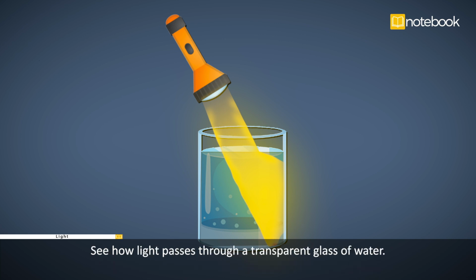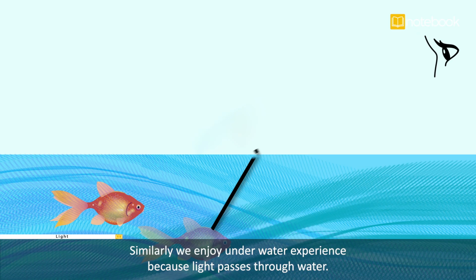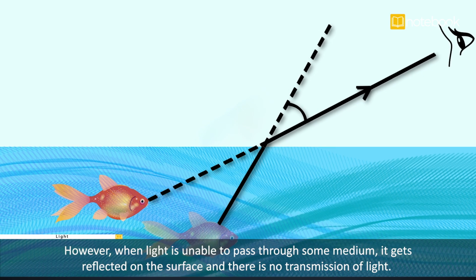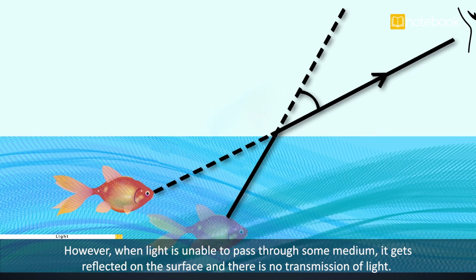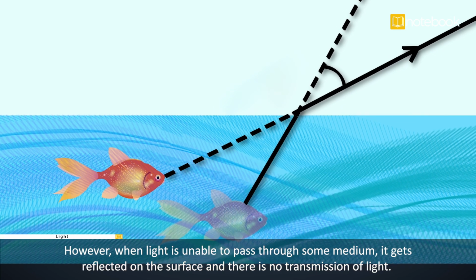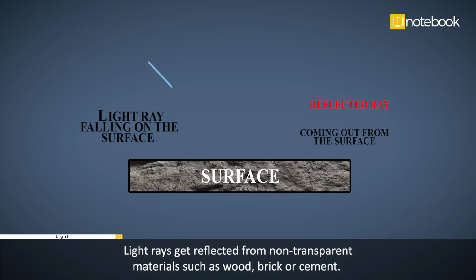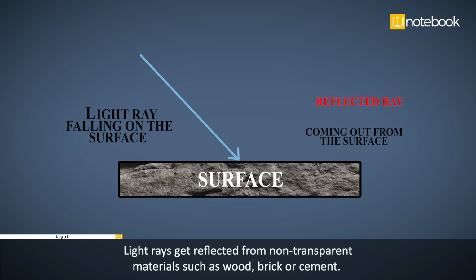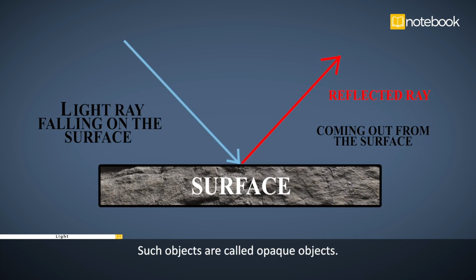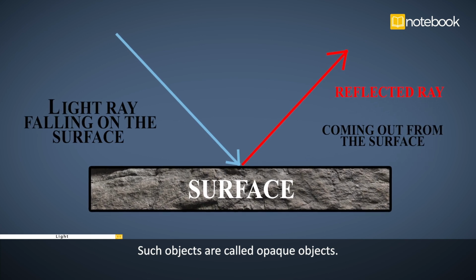See how light passes through a transparent glass of water. Similarly, we enjoy underwater experience because light passes through water. Fishes are able to see due to light passing underwater. However, when light is unable to pass through some medium, it gets reflected on the surface and there is no transmission of light. Light rays get reflected from non-transparent materials such as wood, brick or cement. Such objects are called opaque objects.